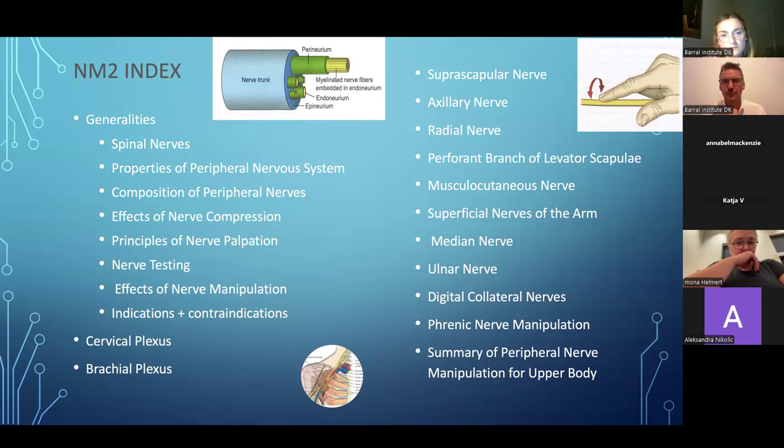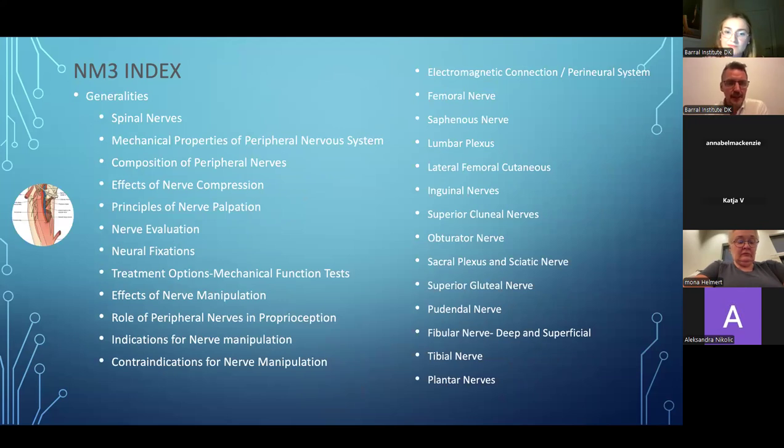NM2 is about the nerves going into the arm, with the cervical plexus and the brachial plexus, coming into the big nerves, the radial, the ulnar, the median nerve, and little details of all the other nerves that we have. In NM3, again, we go through the mechanics of playing with the peripheral nerve, and then we go on to the details of each of the nerves within the leg: the femoral nerve, lumbar plexus, the obturator, the tibial nerve, all the nerves going into the leg.